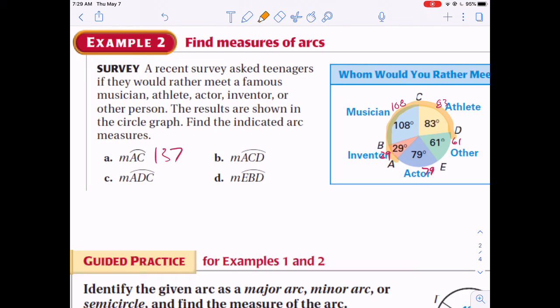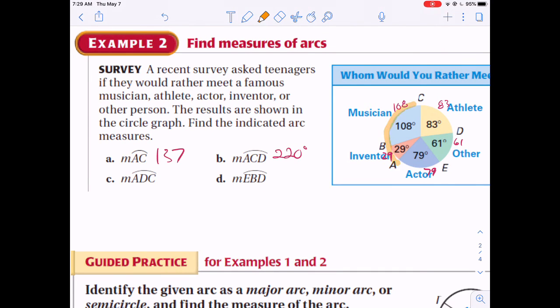And let's see, so we said 137, you add the 83 to that, you get 220. 220 for ACD, 220. Next one's ADC. Again, I'll highlight it for you. Again, I don't want to go this way because D is the second letter. So I go A to D to C.